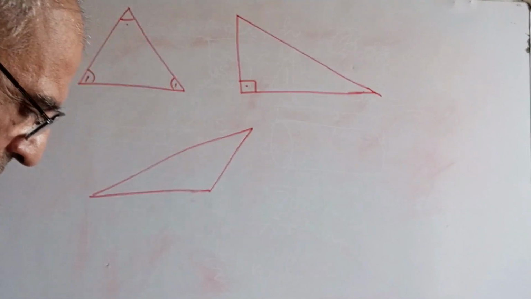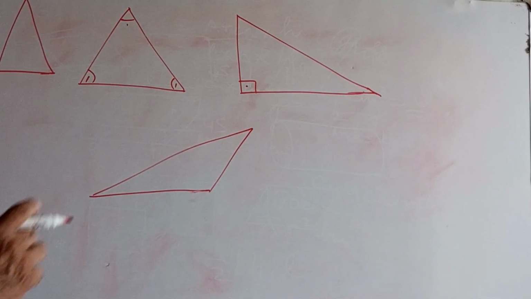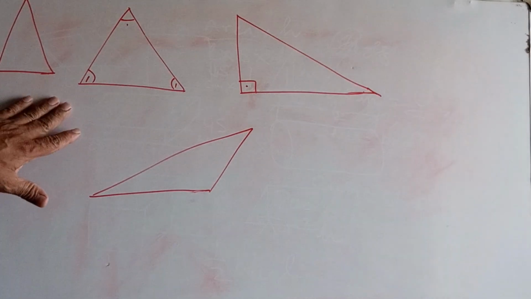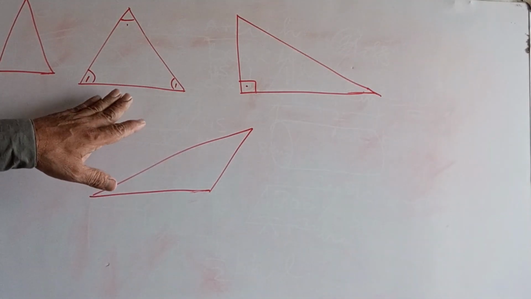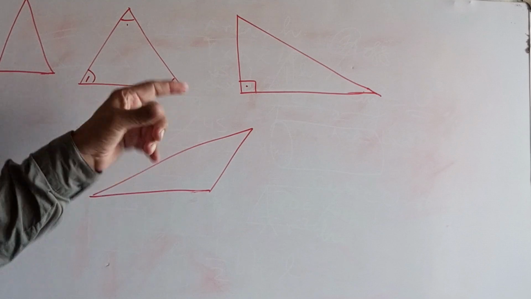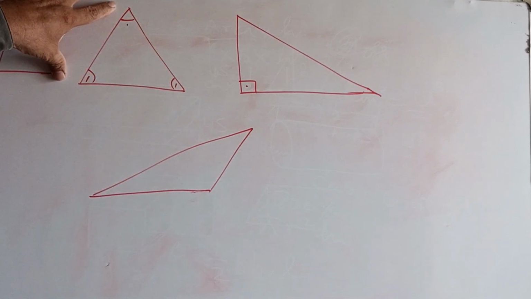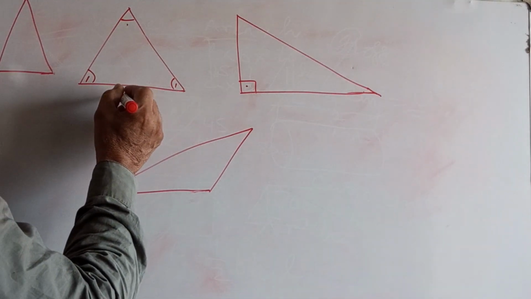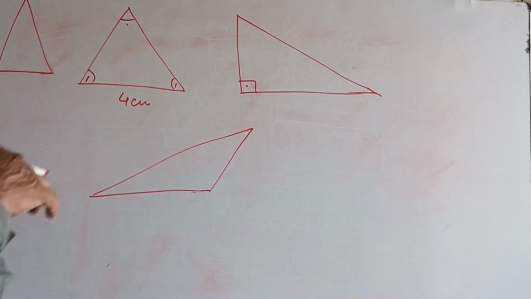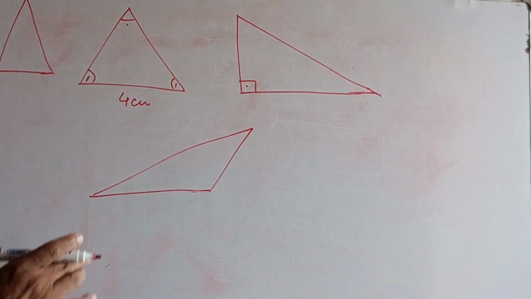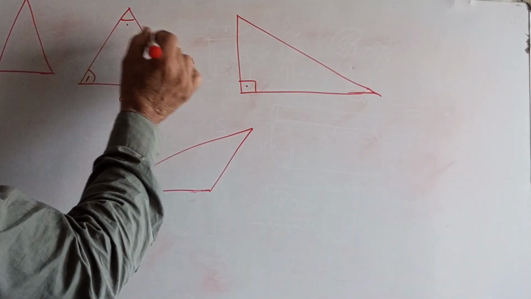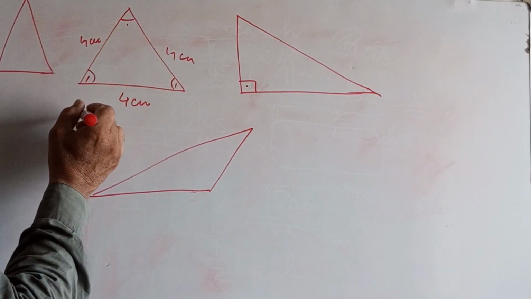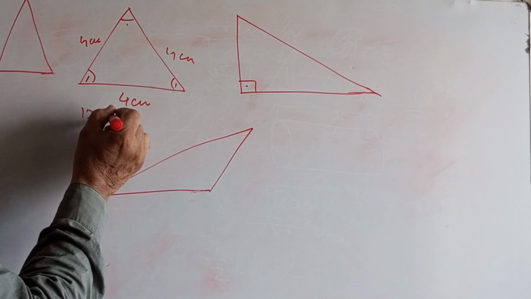Now what we do here, if I want to find the perimeter for all these, we will just simply add: measure this, measure this, measure this. Now this will be the perimeter. Suppose it measures 4 centimeter, then for example, if it is an equilateral triangle, all the three sides will be 4 centimeter. So the perimeter will be 4 times 3, equal to 12 centimeter.